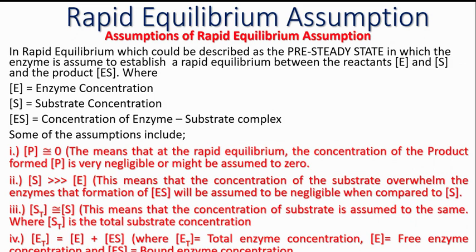And finally, we also assume, or rather it is true, that the total enzyme is the free enzyme plus the bound enzyme, where ES is the bound enzyme, the ES complex is bound. So where ET is the total enzyme concentration, E is the free enzyme concentration, and ES is the bound enzyme concentration. Okay, so you follow me, let's get on.